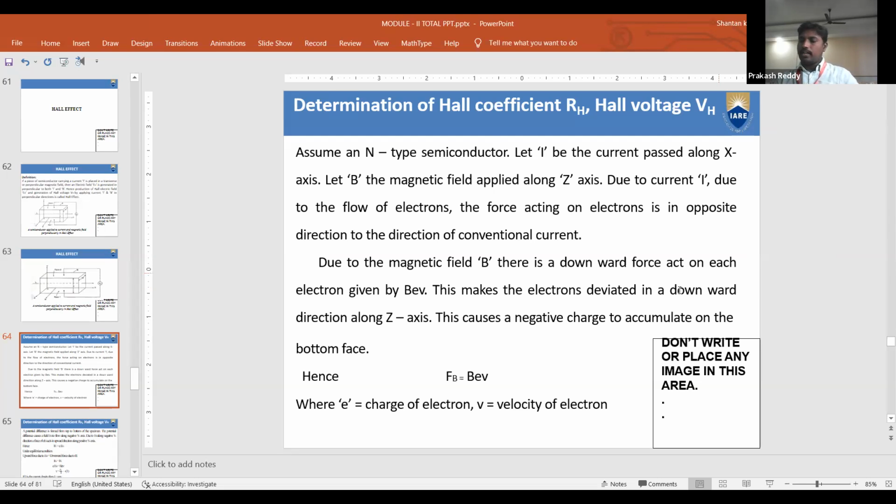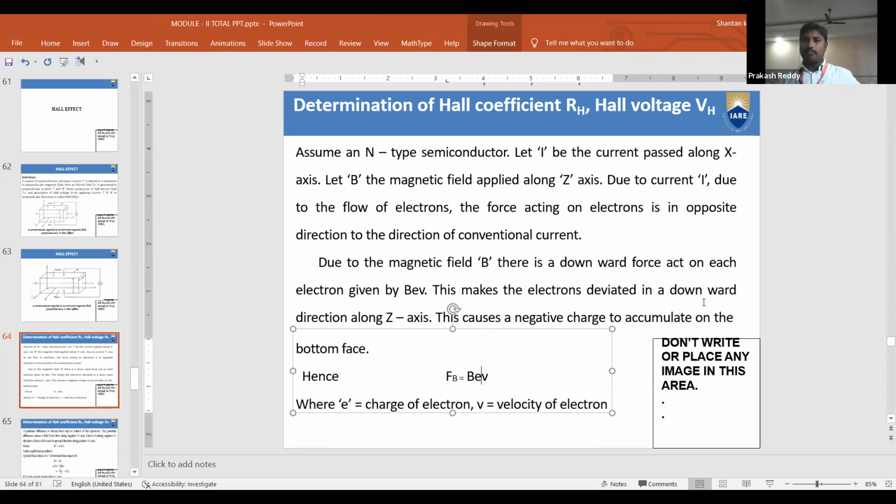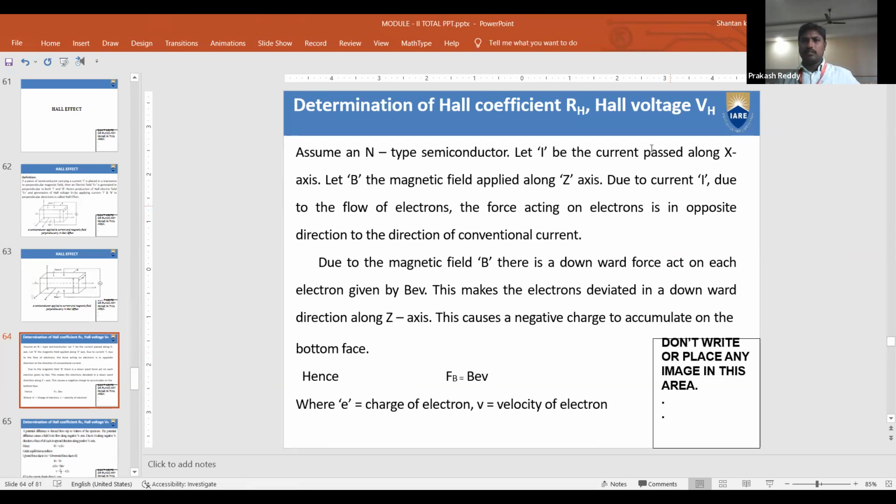So here we are taking electric field and magnetic field. What happened? One second, Amma. It is not connecting.